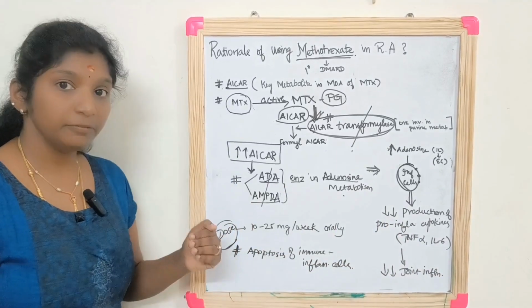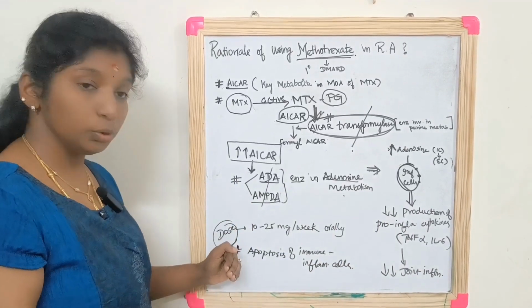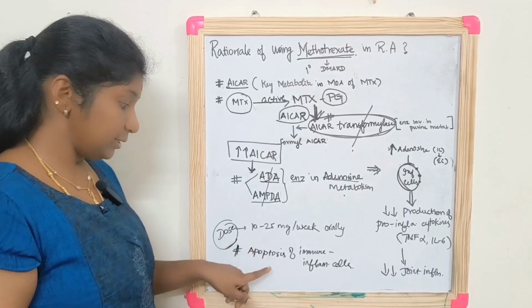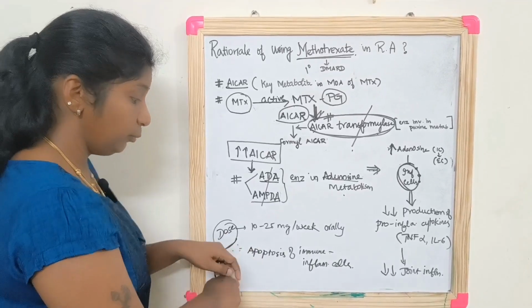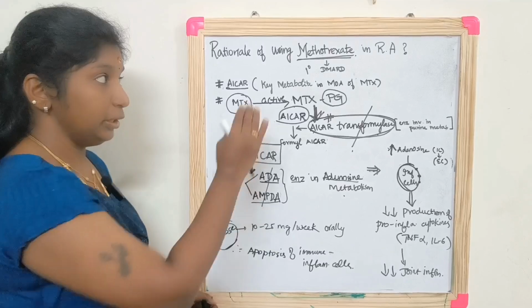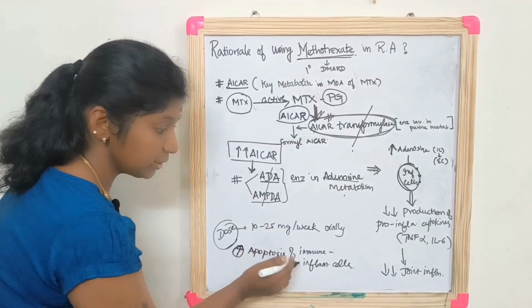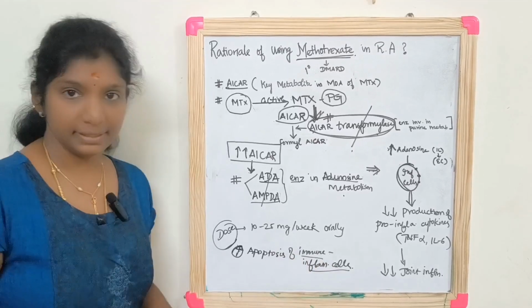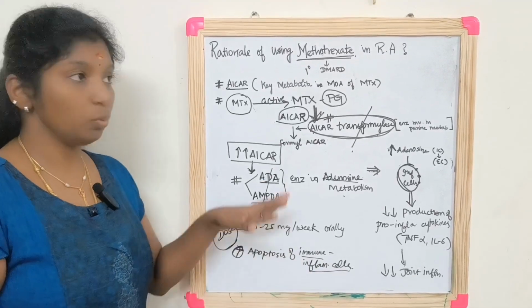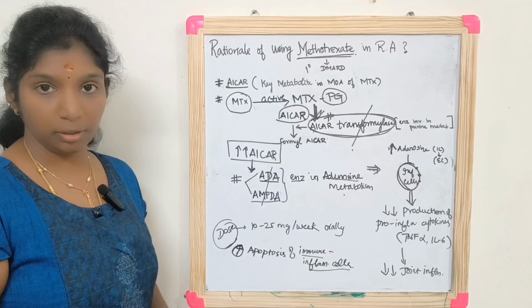Apart from that, we need to know methotrexate also directly stimulates the apoptosis of immune inflammatory cells. So this is also one of the reasons why we are using methotrexate in rheumatoid arthritis.